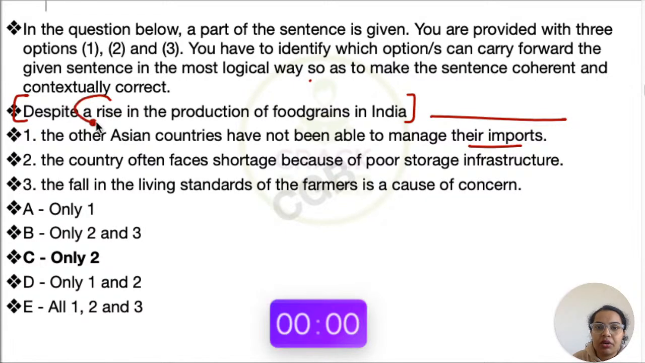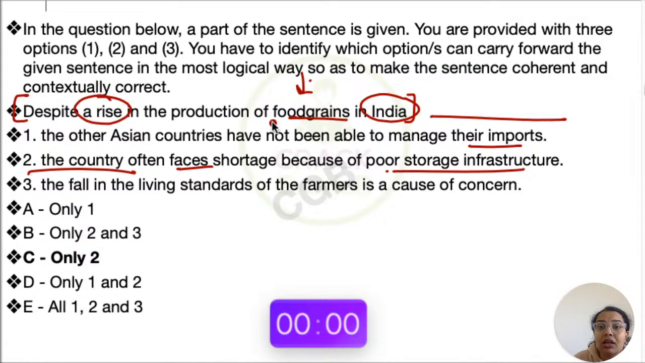Okay, so contrast will be with respect to this rise in production, something that goes against this. Okay, so despite a rise in production of food grains in India, the country often faces shortages because of poor storage infra. Food grains में storage का need होता है. We can understand the connection here. Similarity, same ground पर बात हो रही है. Second तो definitely है, but it could be second and third as well. Let's check.